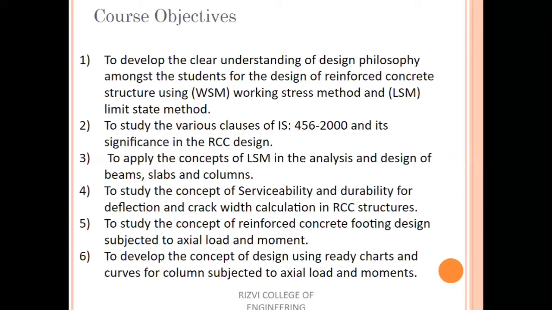So the next objective is to study the concept of reinforced concrete footing design subjected to axial load and moment. So basically we are going to design the footing also. That is for axially loaded footing and also footing carrying moment.